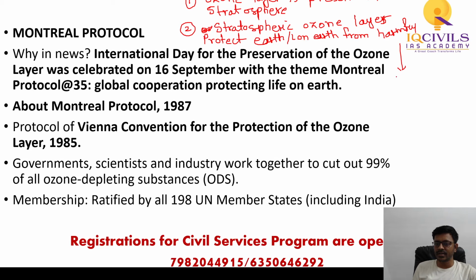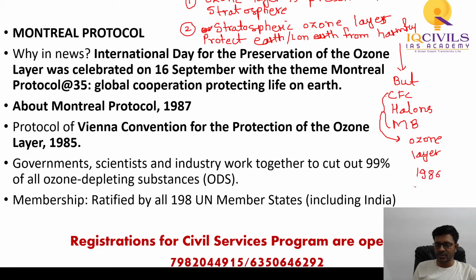But because of the use of CFC, because of the use of halogens and because of the use of methyl bromide, particularly CFC, ozone layer got destroyed and we found a very large hole in the ozone layer at the south pole in 1986. So we decided to repair the ozone hole, or we decided to do something that will bring ozone layer back, and that is related to Montreal Protocol. Let's see why Montreal Protocol, why it was in news.